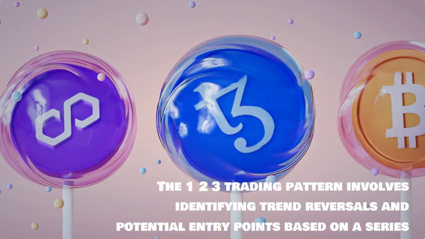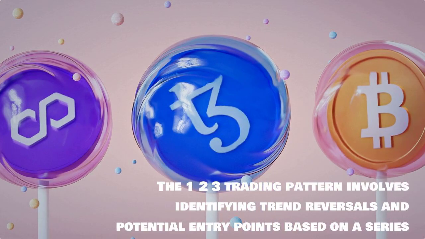The 1-2-3 trading pattern involves identifying trend reversals and potential entry points based on a series of 3 consecutive peaks or valleys. Exploring different entry strategies for this pattern can include waiting for a breakout after the third point, using Fibonacci retracement levels for entry, or combining with other technical indicators for confirmation.